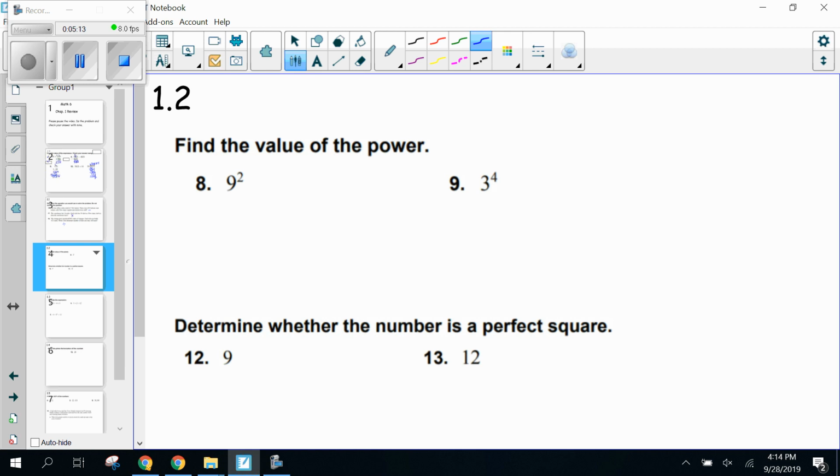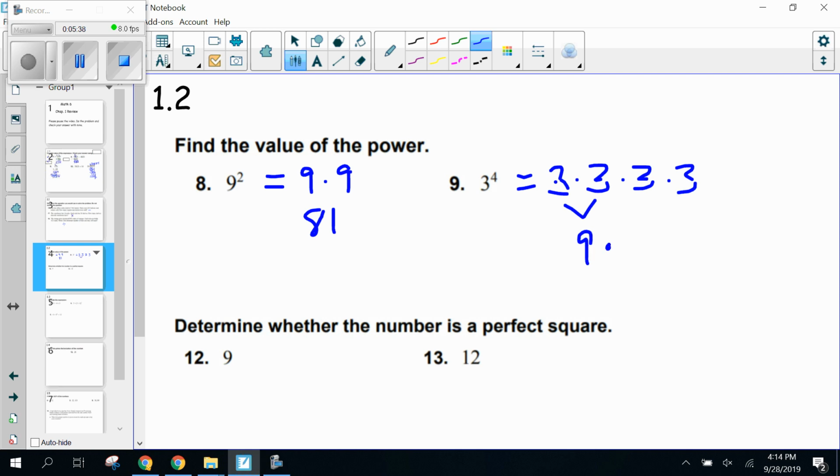Okay, for 1.2, we learned about powers. When it says to find the value, you have to multiply. So for 9 squared, that means we have to do 9 times 9. And our answer would be 81. And for 3 to the 4th, what that means is 3 times 3 times 3 times 3. And you can multiply in groups. That's what I do. Makes it easier. So then you have 9 times 9 again. Ta-da, we have 81 again.